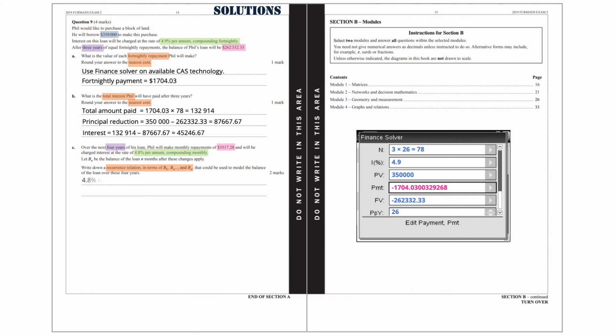The annual interest rate is 4.8%, therefore the monthly interest rate is 4.8 divided by 12, which is 0.4%, or 0.004. So we start with B0, which is $262,332.33. Bn plus 1 equals 1.004 Bn minus $3,517.28.